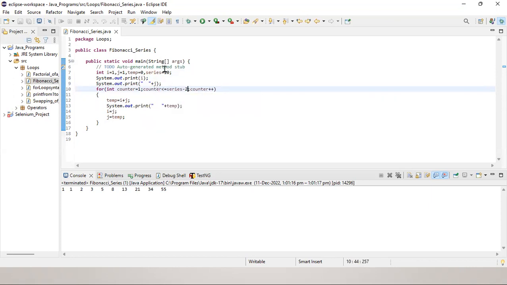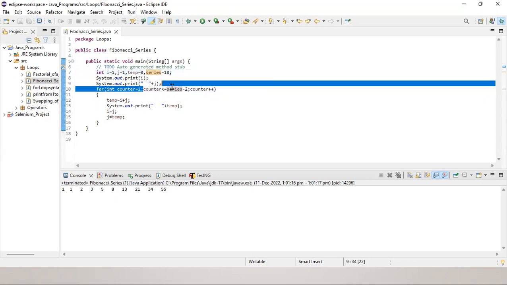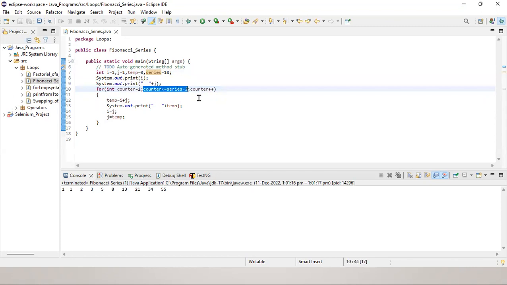It's up to us, based on how many numbers of the series you want printed. Based on that, you reduce it and write the logic. The condition has to be given in such a way that it starts from 0, 1, or 2, whatever way we want, but the loop has to iterate 8 times. That is the fundamental.